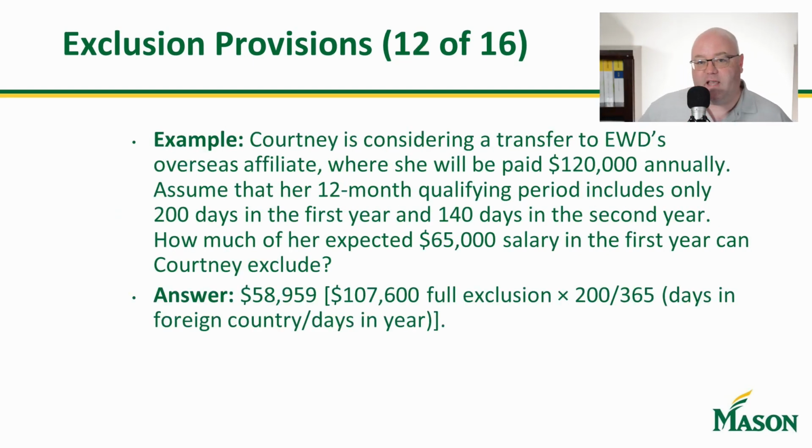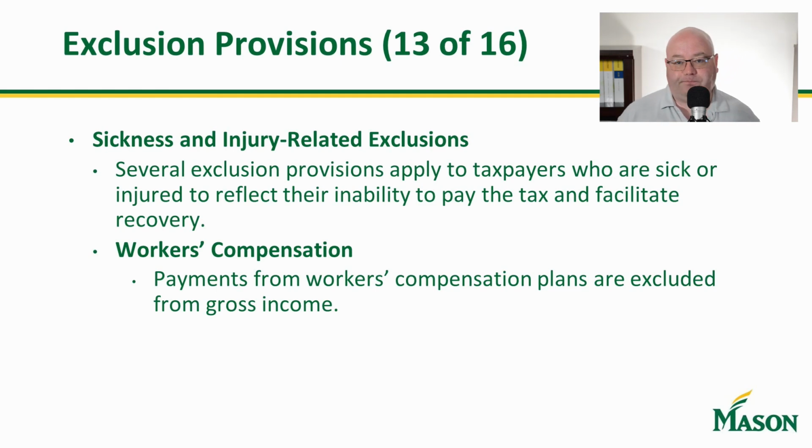Okay, so for an example, we'll talk a little bit about this. Considering a transfer to an overseas affiliate, you'd be paid $120,000 annually. Assume a 12-month qualifying period is 200 days in the first year, 140 days in the next year. How much of the $65,000 salary can be excluded? This is for a partial year exclusion, and we actually do this all the time here at Beta. I'm not going to go into this because it's probably something you're not going to deal with too much, and if you do deal with it, it's something that's readily accessible.